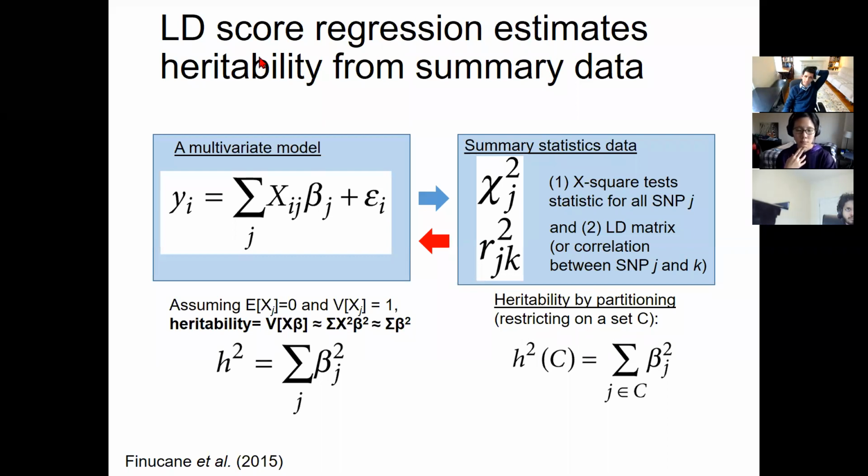So what LD score regression does is that it estimates the heritability from the summary data. So using this multivariate model, I can basically infer the summary statistics using this chi-square test statistic for all of the SNPs, and this LD matrix or correlation between SNP and SNP. So that R squared between any pair of SNPs, that's basically the LD score or the LD matrix, or simply the correlation between any pair of SNPs. And I just need to know this genetic correlation matrix for my individuals. I don't need to actually know the individual genotypes for my set of individuals. So basically I can do a heritability by partitioning, by restricting to the set as the sum of all this, and then this overall heritability is that.